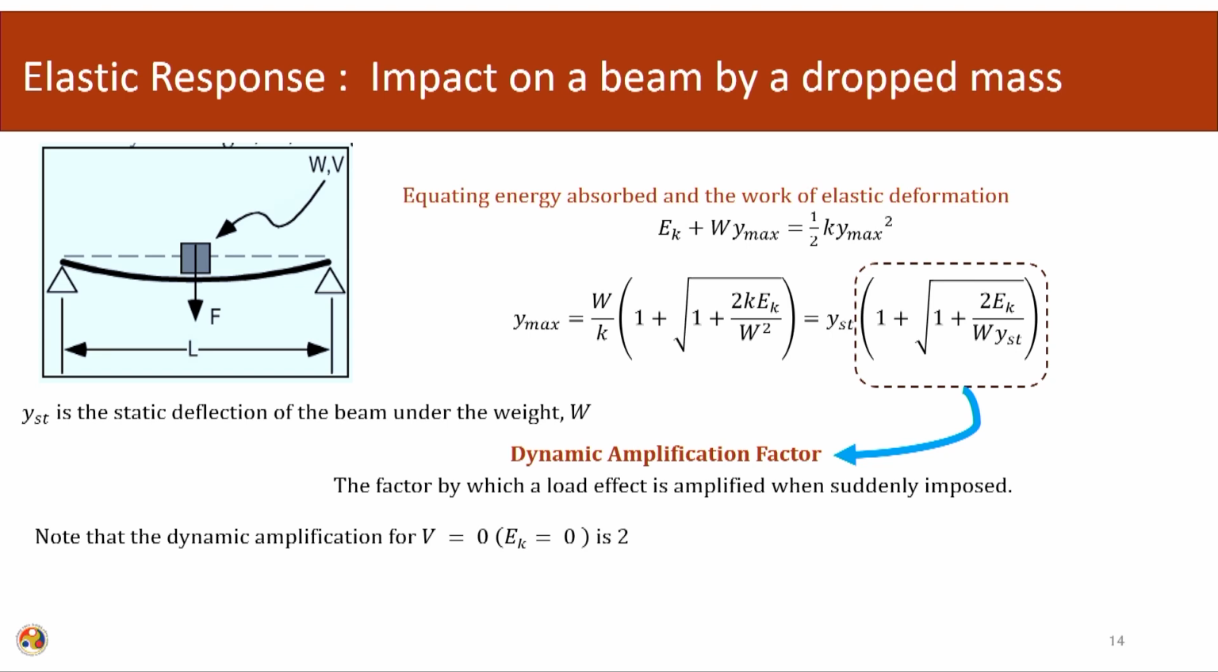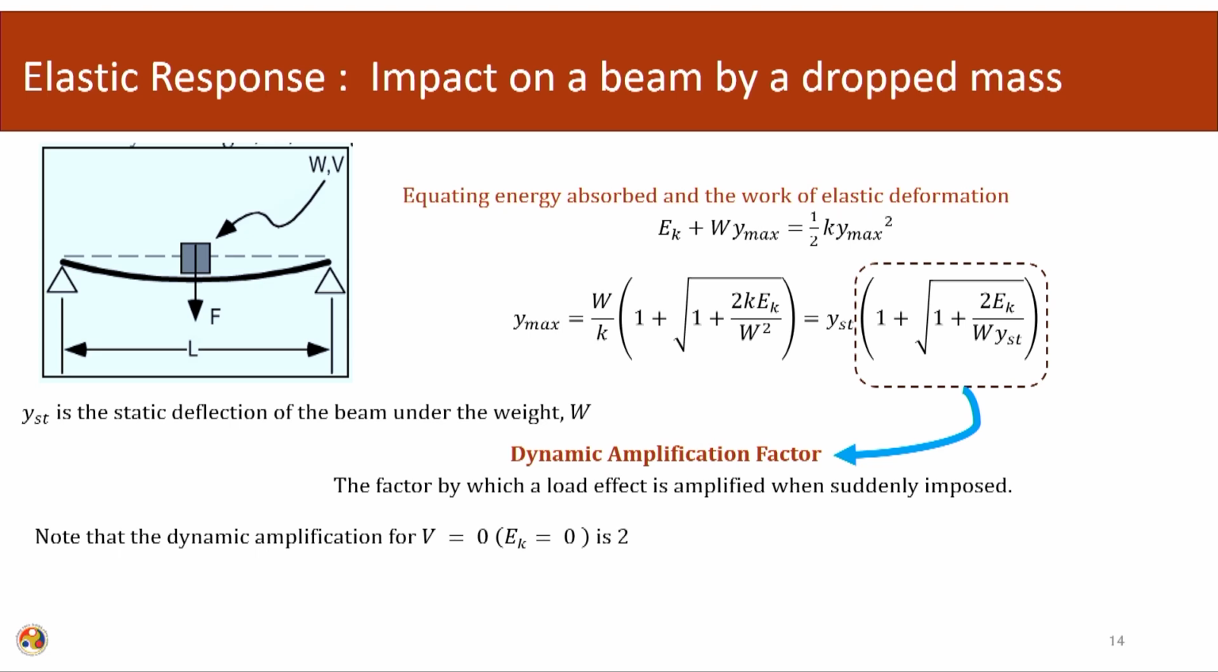Here we are equating Ek plus W Y max to half K Y max square, meaning Ek is the kinetic energy of the impactor plus the work done by the impactor when it moves a distance of Y max, and this total is absorbed by the stiffness in the beam. We equate it, and using this equation we can calculate our maximum deformation.